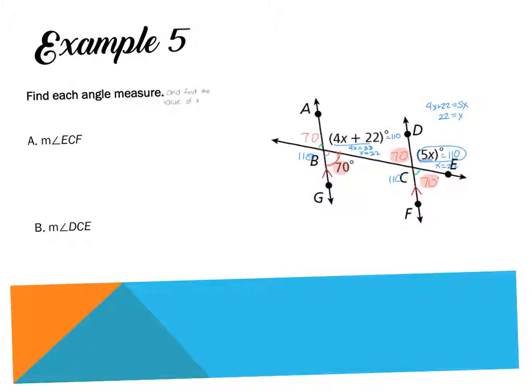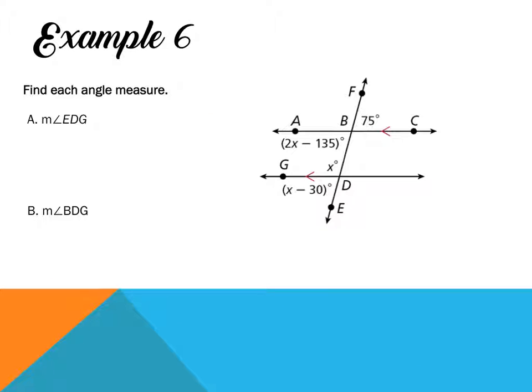So now that's my value of x, 22. ECF we said was 70 degrees, and DCE is 110 degrees. What would be your reasoning for A? So if you went off of what they gave you and you went straight there, it would be the corresponding angles postulate. Everybody good on that example? Any questions? Okay. All right, so now we get here.